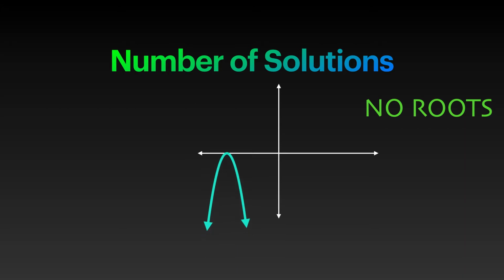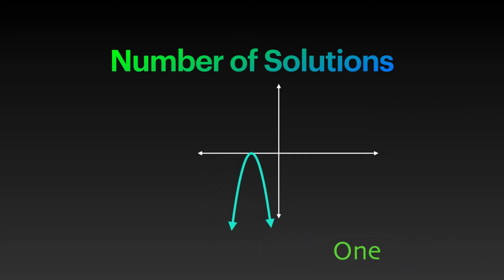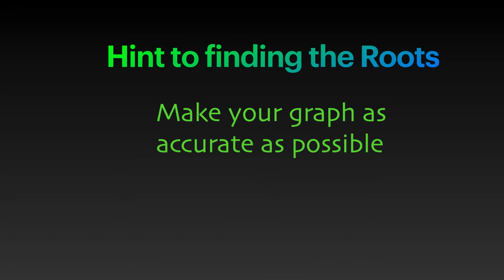What if my parabola is touching in one place, my vertex, and my vertex is touching the x-axis? Well, that means there is one solution. All right, one solution if the vertex is on the x-axis. All right, this is a big hint. Make your graph as accurate as you possibly can. The more points you have, the more accurate it's going to be.